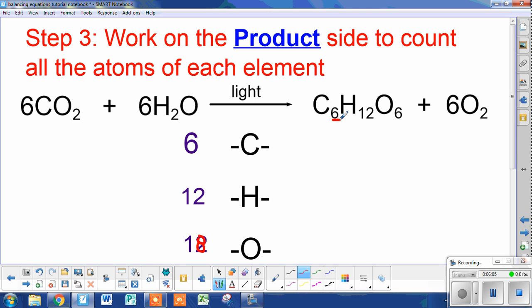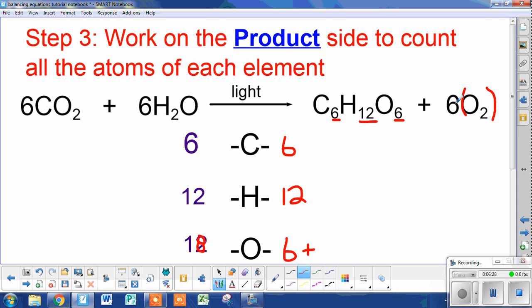So I see that I have 6 carbons. I see that I have 12 hydrogens. I see that there are 6 oxygens here, but I also see there's more oxygen, so I'm going to write 6 plus because there's more than 6. And then I see that there's another coefficient. Remember, write your parentheses and do your order of operations. So we have to get rid of the parentheses.